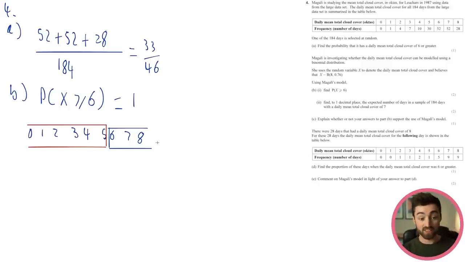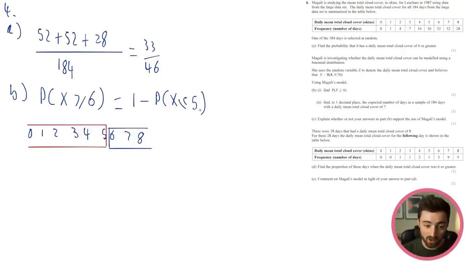Because then, if I take away all of this, I'm just left with all of this. So that's actually quite nice, and the reason is, because I can now do 1 take away, what is this? This is any x value less than or equal to 5. So that is something I can put in my calculator.